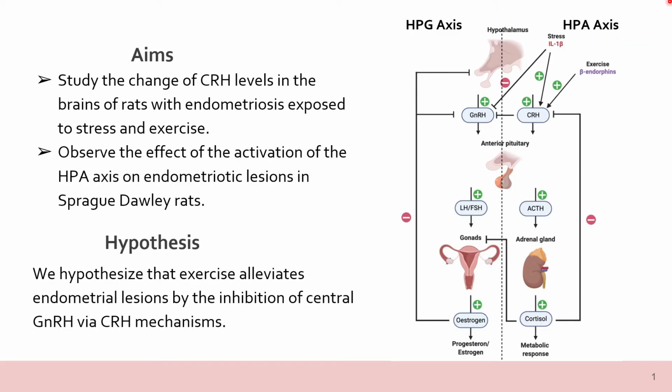The aims of this project are to study the change of CRH levels in the brains of rats with endometriosis exposed to exercise, and observe the effects of the activation of the HPA axis on endometriotic lesions in Sprague Dawley rats. As seen on this diagram, the HPA and HPG axis have an effect on the female reproductive system, but we will go into details later. We hypothesize that exercise alleviates endometrial lesions by the inhibition of central gonadotropin-releasing hormone via CRH mechanisms.